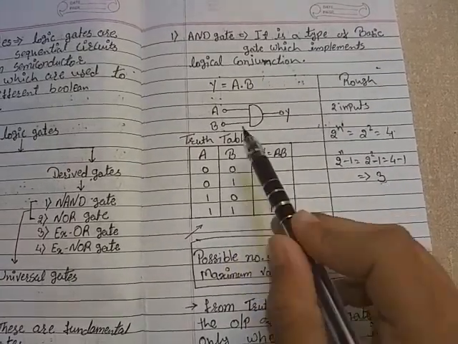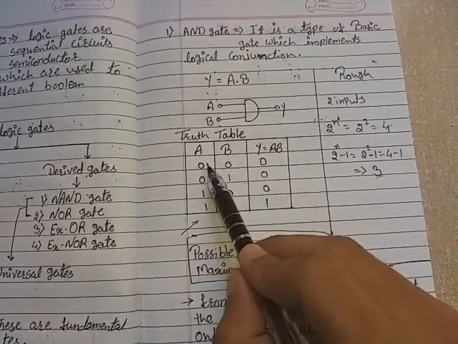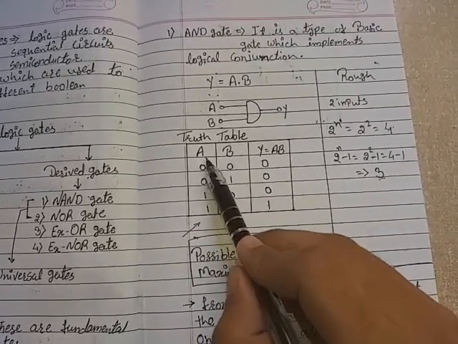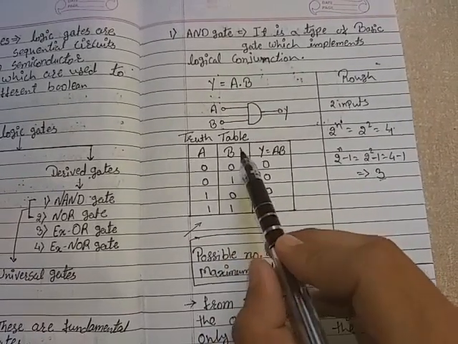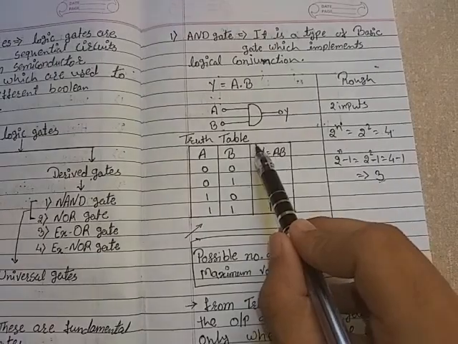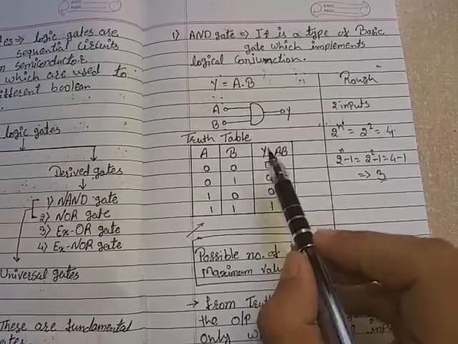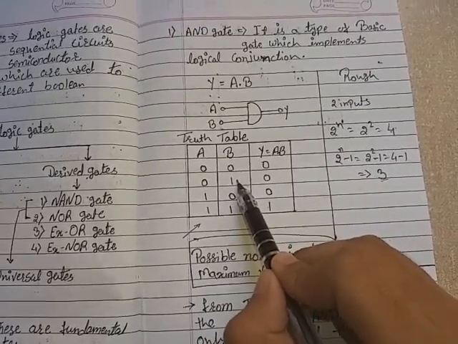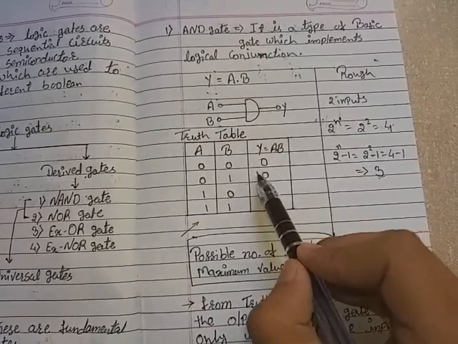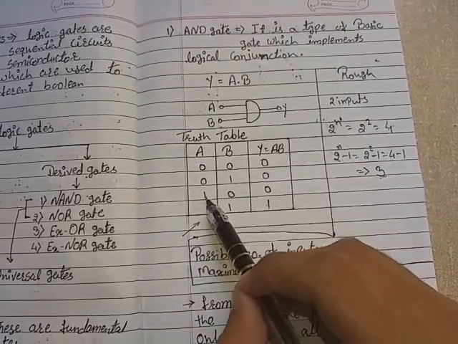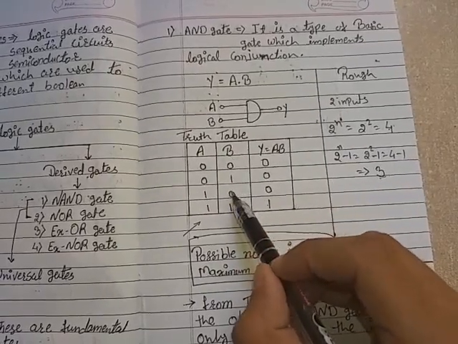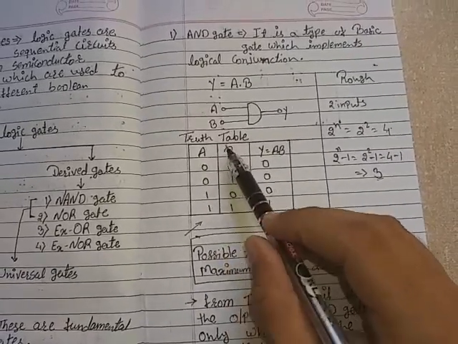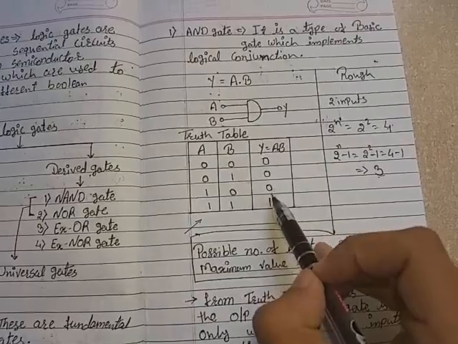So for now we can say that when A is at lower potential or A is at logic low, B is at logic low, in that case Y will be at logic low. A is at logic low, B is at logic 1 or logic high, then Y will be at logic low. If A is at logic high, B is at logic low, Y is at logic low. If A is at logic high, B is at logic high, then Y will also be at logic high.